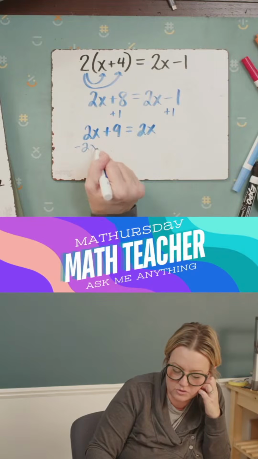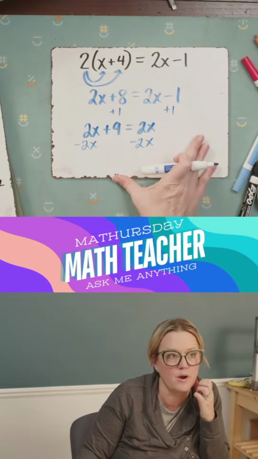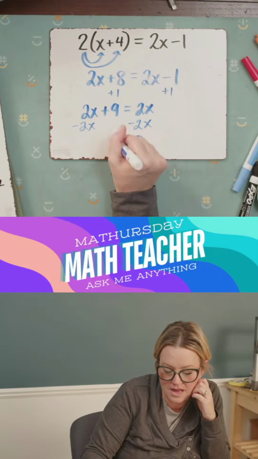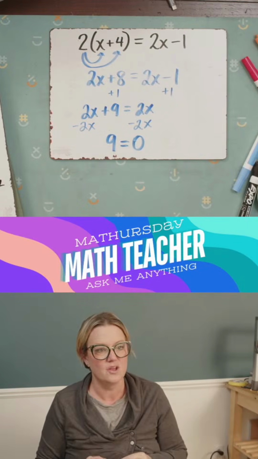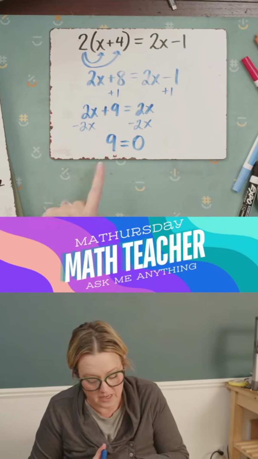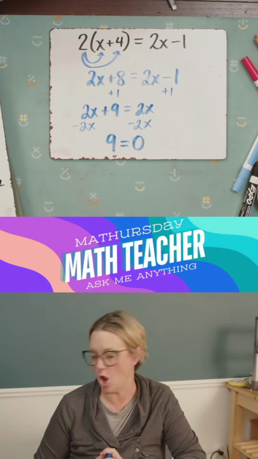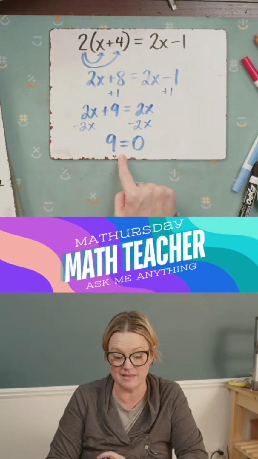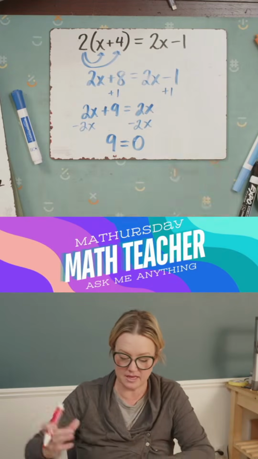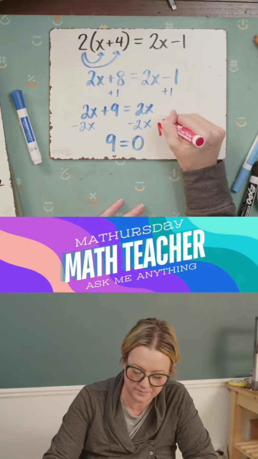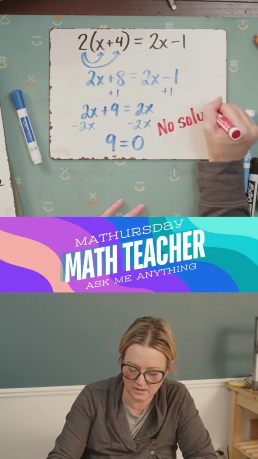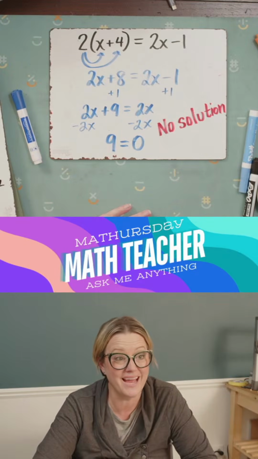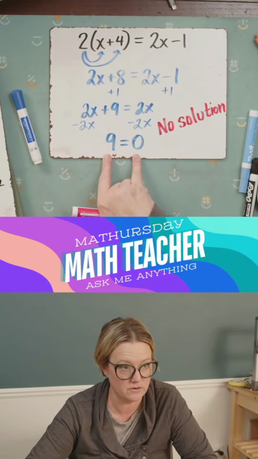Then I'm going to subtract 2x, and uh-oh, here's the problem. 2x minus 2x is 0. And I have 9 left over on this side. Will this ever be true? Is 9 ever going to equal 0? No. There is no value of x that's going to work to make this true. So this is no solution, because 9 doesn't equal 0.